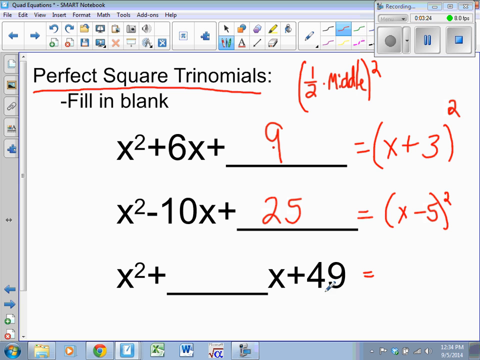Now here's kind of the opposite. This is 49, which you notice is a perfect square. 9, 3, 25, 5. So this is going to be 7. But what does that mean in the middle? Well, the square root of 49 is 7, so this is going to be 14. Those are the ideas of what a perfect square trinomial is. And we're going to use the fact we can write it like this to do extracting the square root.